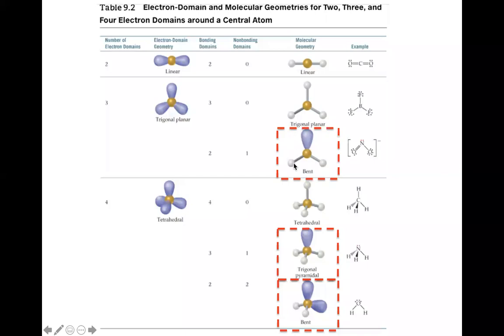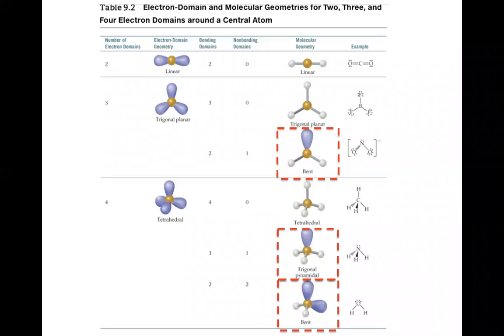Now, if I look at these other ones, within this bent structure, because I have a lone pair there, it would be a little bit smaller than 120. Trigonal pyramid, a little bit smaller. Bent, a little bit smaller. They're all a little bit smaller than the ideal geometry. In the bent one here, it would be a little bit smaller than 120. In this bottom case right here, it would be a little bit smaller than 109.5.